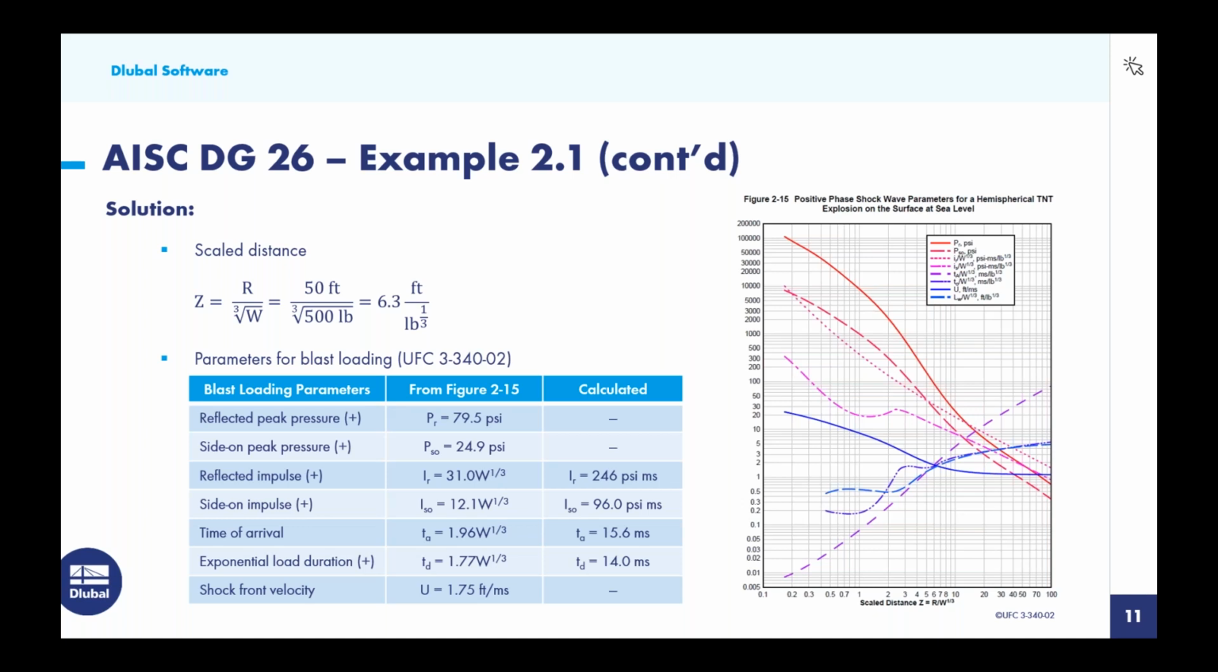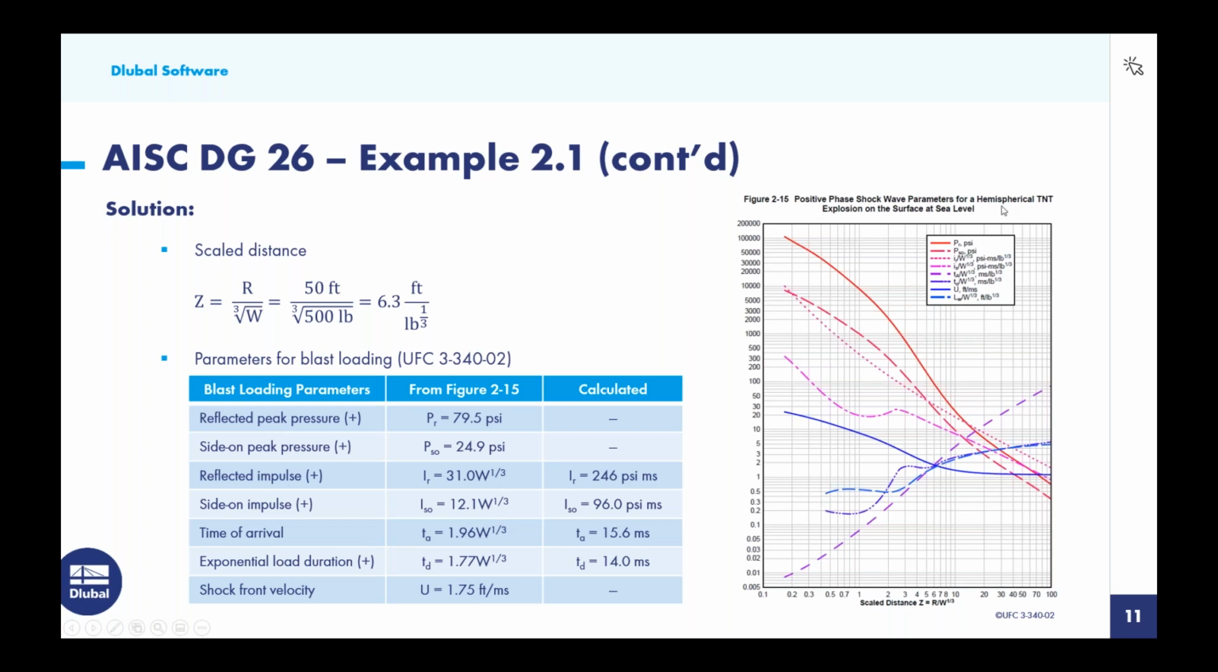So on the right-hand side, you'll notice an additional figure taken from that UFC document, figure 2-15. And this plot is showing the air blast parameters versus the scaled distance. So we see the scaled distance Z that we just solved for on the bottom x-axis. And now there are some assumptions here with using this particular figure. You can see it's a positive phase shockwave parameters for a hemispherical explosion.